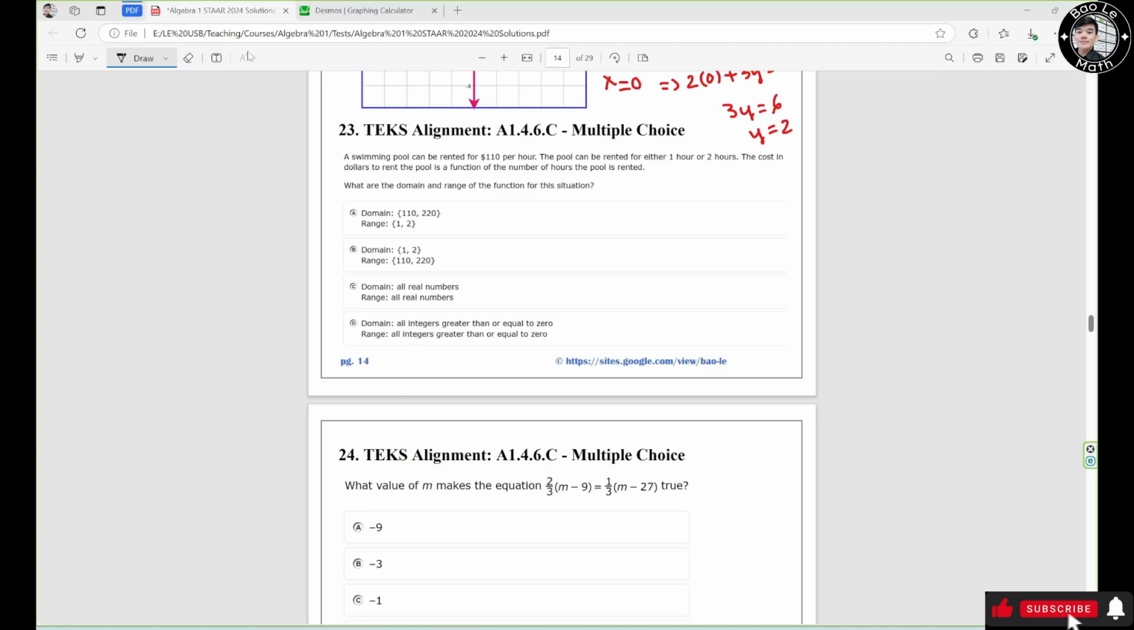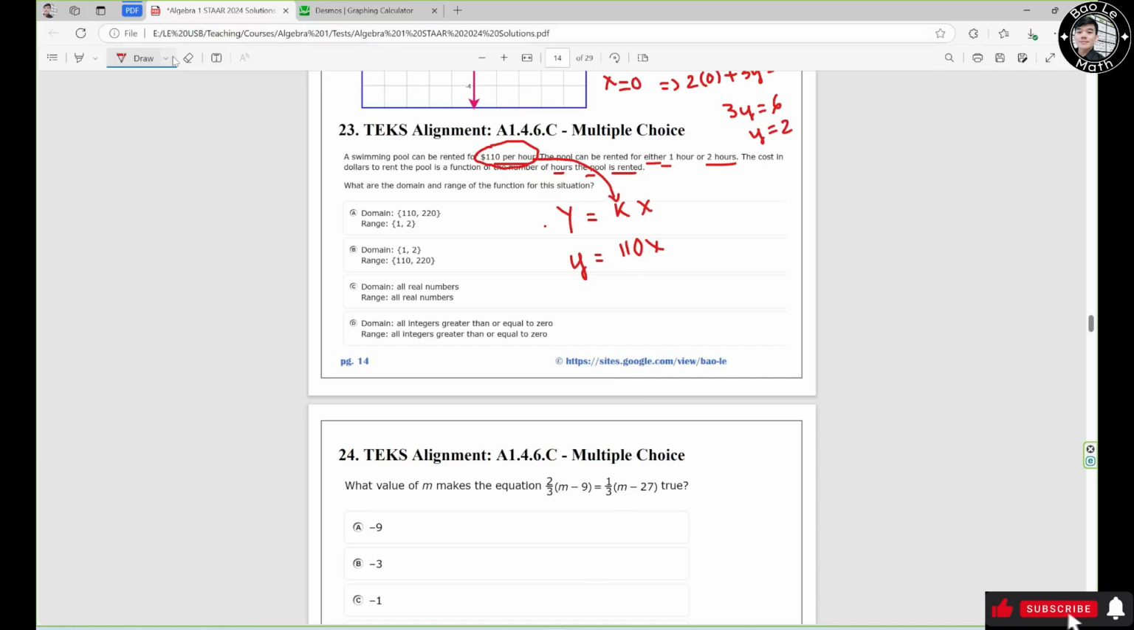Now let's move on to question number 23. A swimming pool can be rented for $110 per hour, right? So this is the rate of change. Now the pool can be rented for either 1 hour or 2 hours. The cost in dollars to rent the pool is a function of the number of hours the pool is rented, right? So basically we have y equals k times s. Now this is the rate of change, 110. So we put the rate of change over here for k, so y equals 110s.